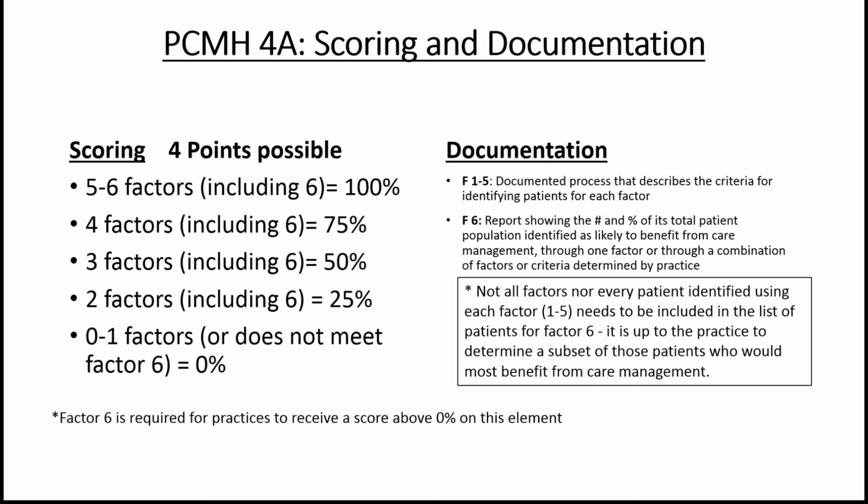So scoring for this element, you can see there, again, including factor 6 to get the most scoring because of it being the critical factor. Meeting 5 of the factors, including factor 6, to reach 100%.